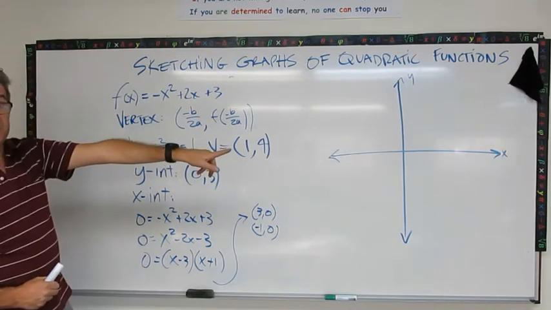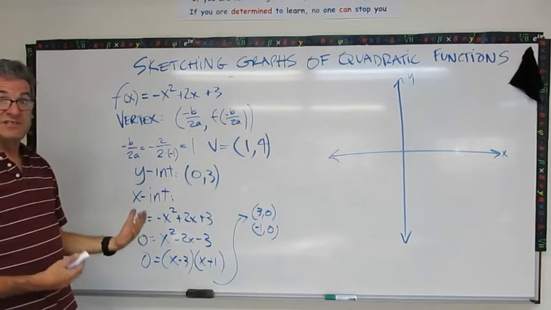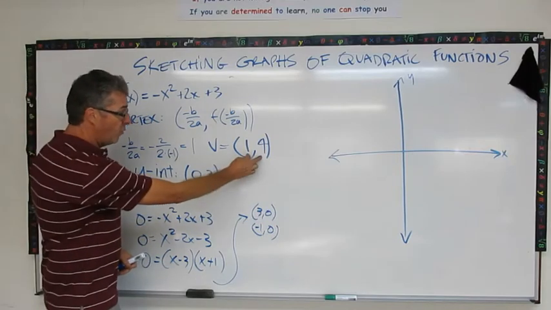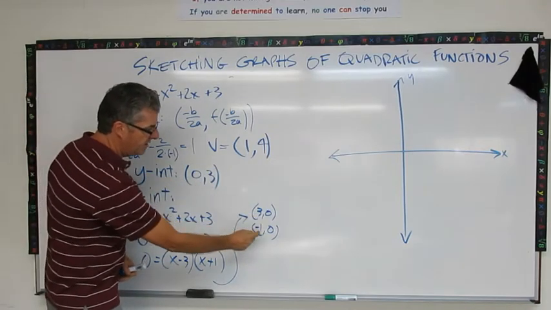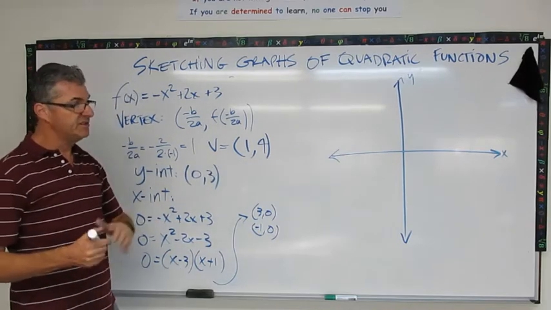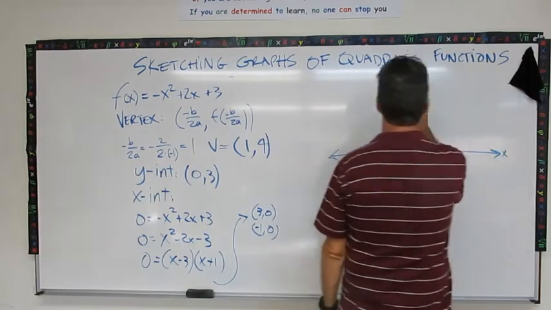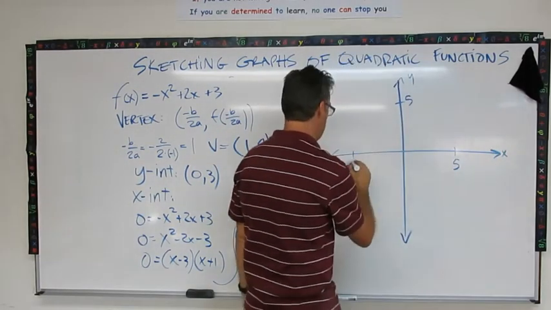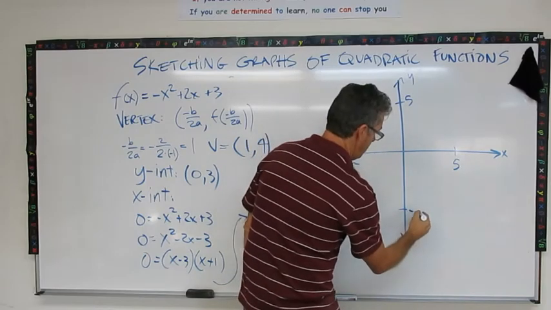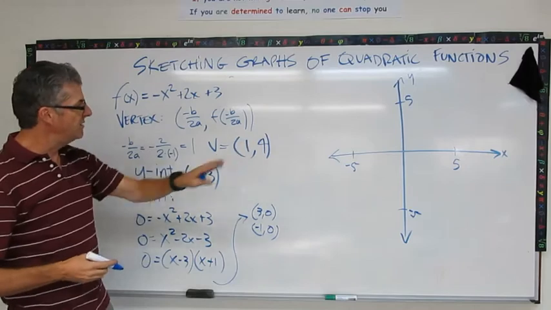So I need to scale my axes on my graph. Let's take a look at the range of points I need to deal with: (1, 4), (0, 3), (3, 0), and (-1, 0). So 4 is my biggest number, so I'm going to scale this in a super easy way. I'm just going to throw a 5 out there. That ensures that I'm going to get all my points on my graph.